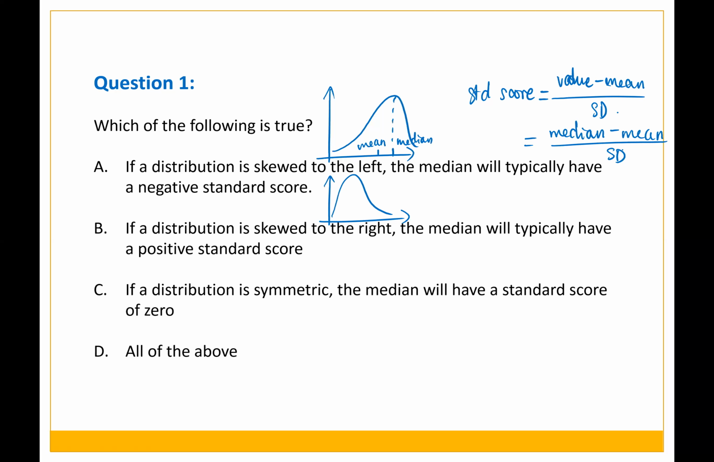So the median minus the mean here is actually bigger than 0. So it should have a positive instead of a negative standard score. So this one is wrong.